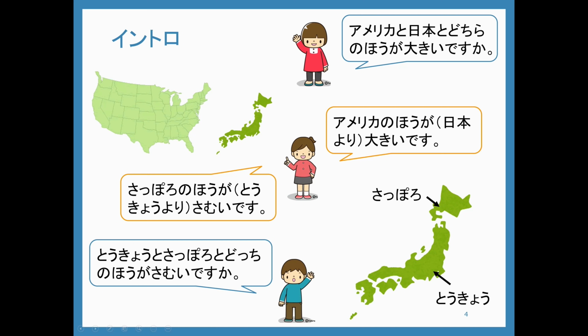So between America and Japan, which one is bigger? Between Tokyo and Sapporo, which one is colder? And I can answer with, America is larger than Japan. Or Sapporo is colder than Tokyo.